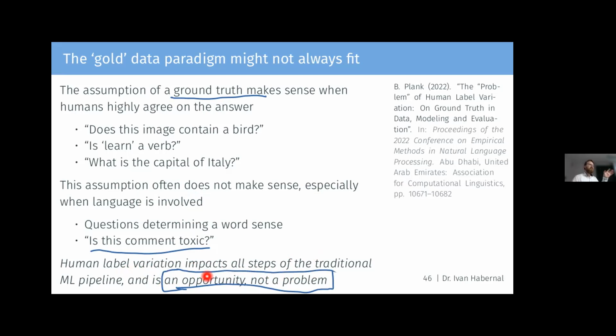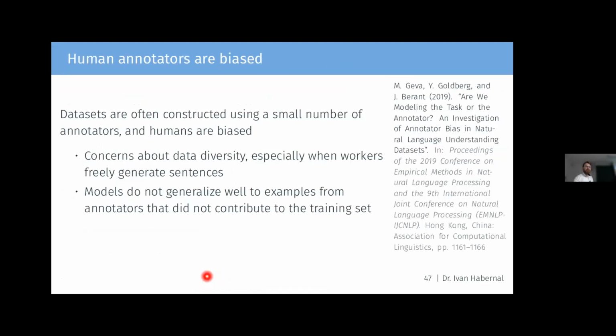Remember, if there is a gold standard, somebody has to create it, and they took some arbitrary decisions on the way. So maybe it was a hard choice. Human annotators are biased because the datasets are constructed by a small number of annotators, and humans are biased. If you go to Mechanical Turk, at the end of the day you have maybe 100 workers working for you. All these 600,000 Stanford NLI data points were done by 200 workers, which means you get some bias of these people into the dataset. And it has some consequences if the data is created by annotators who did not contribute to the training set, it influences the performance of the model. So you have some bias in the data, which is inherent to the humans. Take that into mind as well.